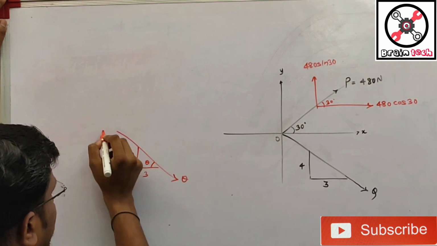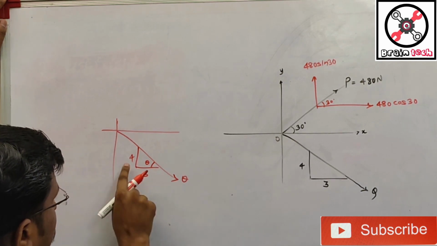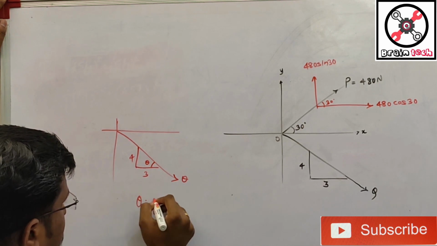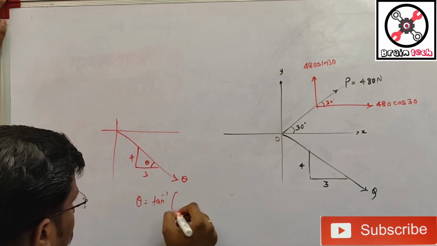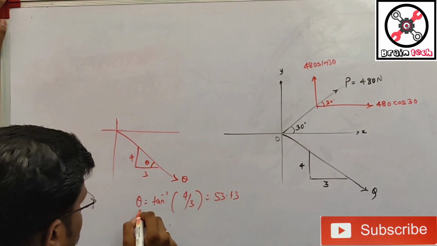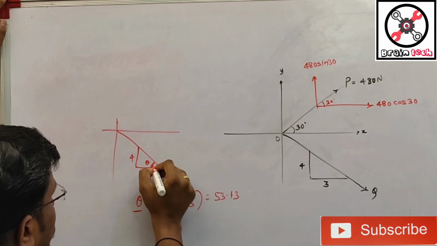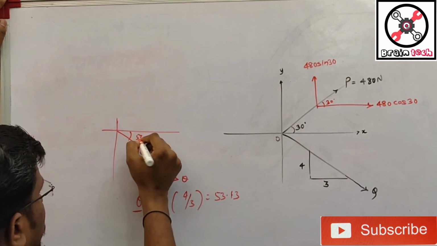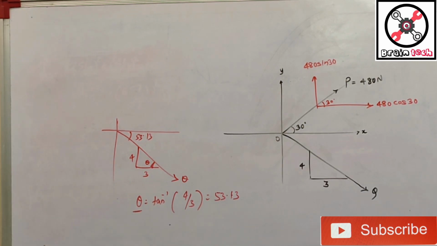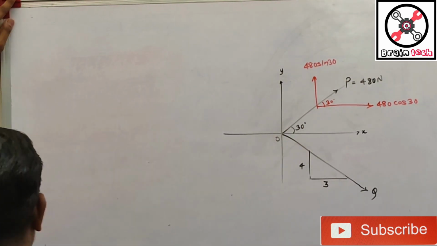To find this theta, this is opposite and this is adjacent. So can I say theta is tan inverse of 4 by 3, which is 53.13. So this is the theta you got. This is 53.13. If this is 53.13, can I say this is also 53.13? Right. So we got the value of theta as 53.13.